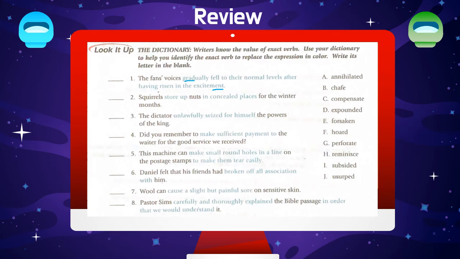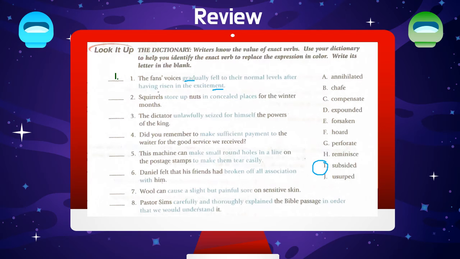Okay, you should be back now from having looked it up. What did you get? You should have gotten subsided. So they gradually fell to their normal levels after having risen in the excitement. Subsided is the idea of something's gone up and then it comes back down slowly.